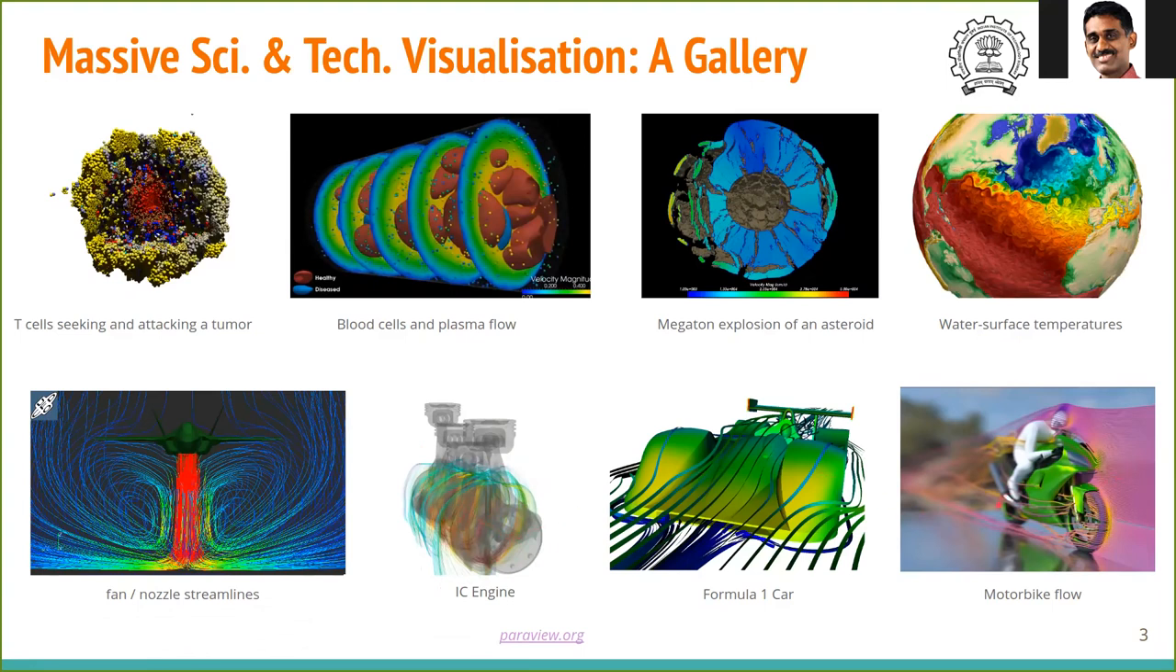And these are all very familiar simulations, familiar pictures to most of you. This is a Formula One car and this is a motorbike, where the lines of airflow around this bike and car are simulated to understand the extent of drag.